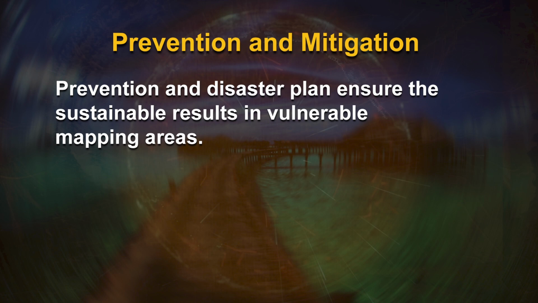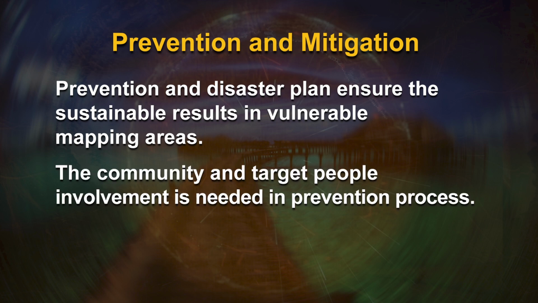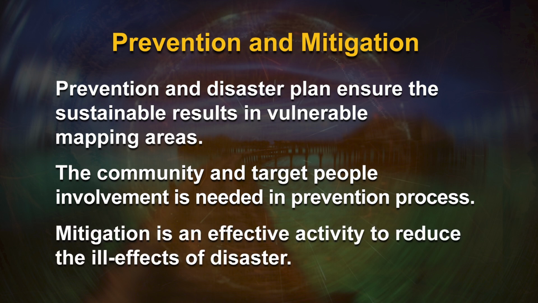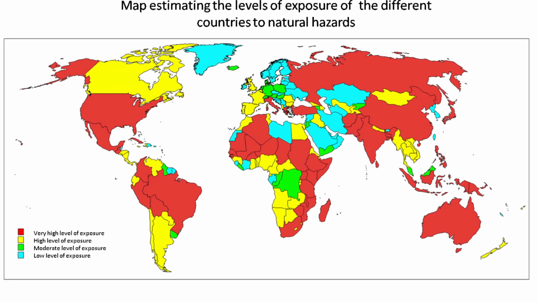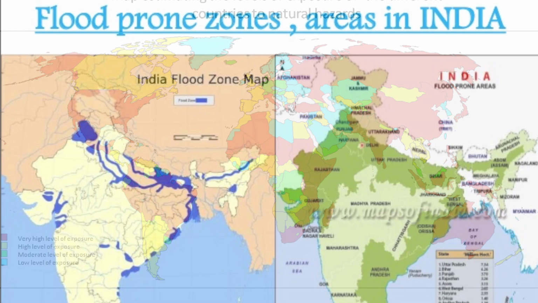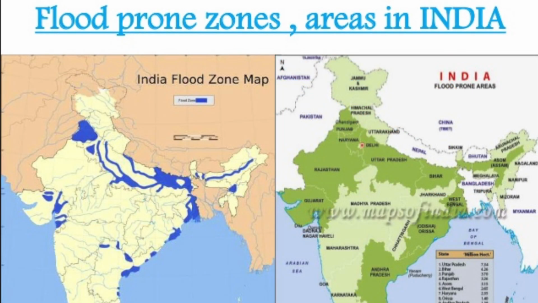Prevention and disaster plans ensure sustainable results in vulnerable mapping areas. Community and target people involvement is needed in the prevention process. Mitigation is an effective activity to reduce the ill effects of disaster. Vulnerability analysis, hazard mapping, flood plain mapping and public education support an effective mitigation process in disaster risk reduction.